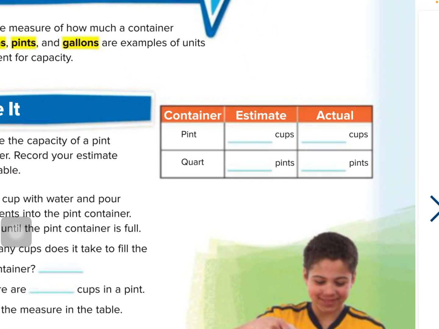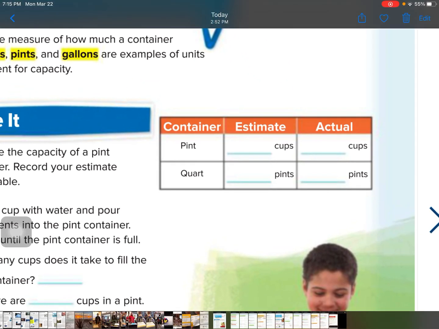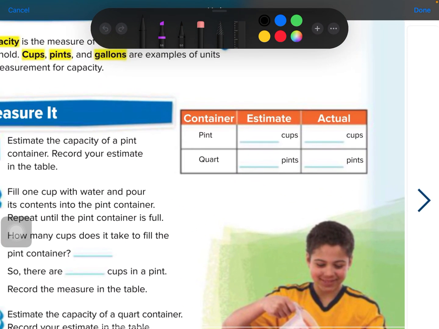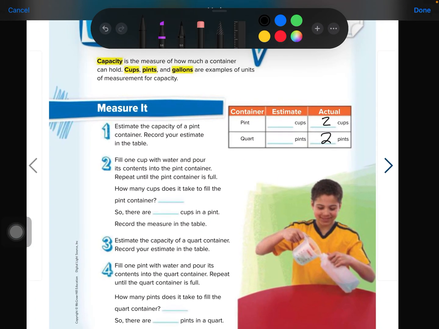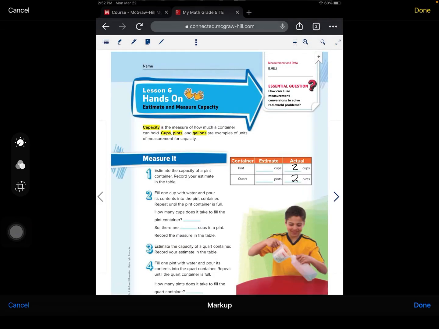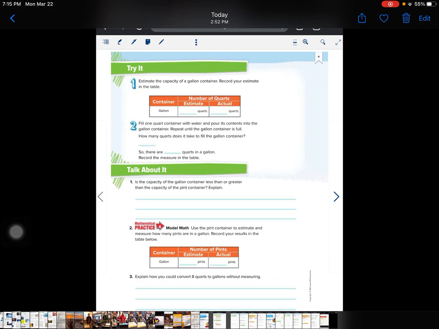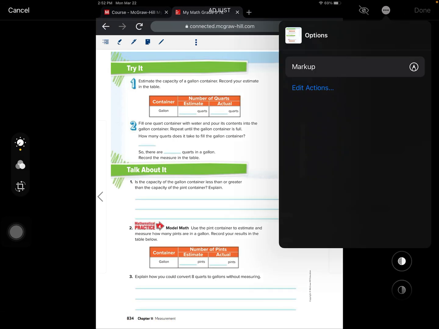So let's begin. I'm going to come right here for pint. We're going to just say it has 2 cups. A pint has 2 cups. And a quart has 2 pints. Okay, and that's from the G poster that will help you out. Now, most of this is estimating and wanting you to dump into actual containers. We're not going to do that, so we're actually going to skip this page and come to over here.